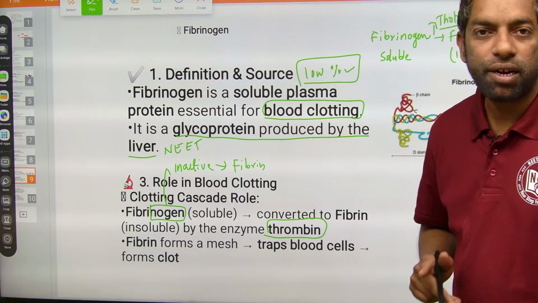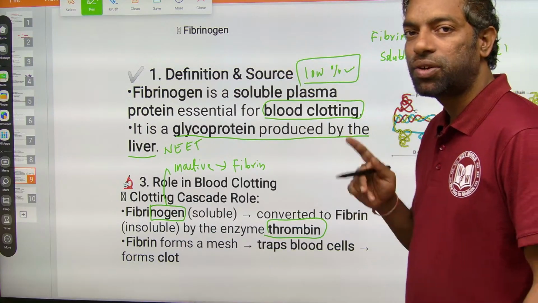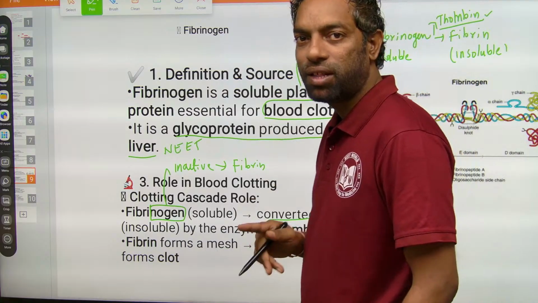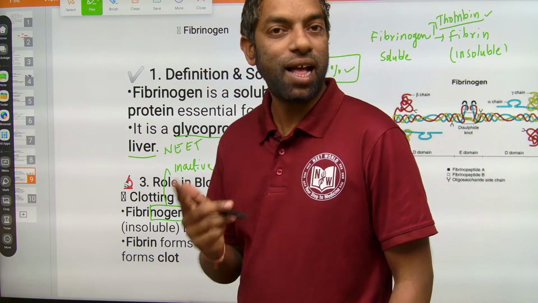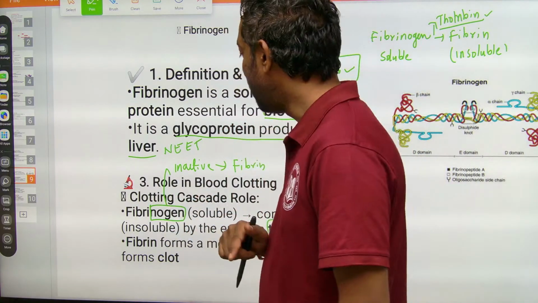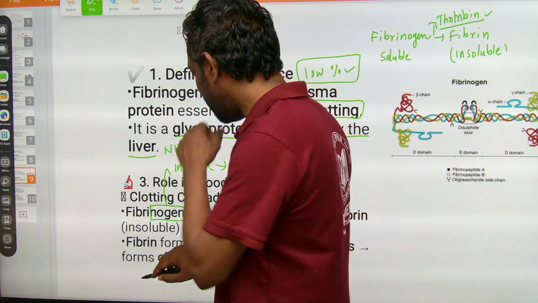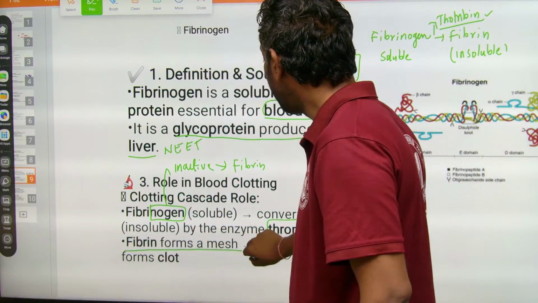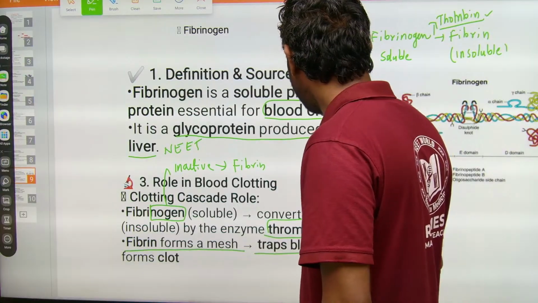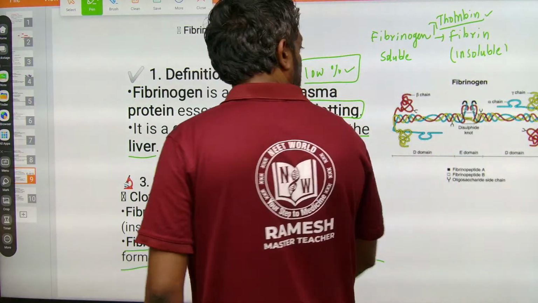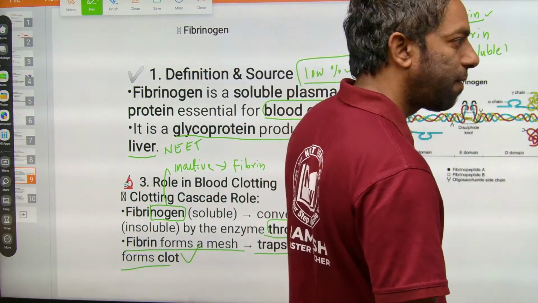Thrombin is generated from prothrombin. Prothrombin is also inactive and turns into thrombin. Thrombin is the enzyme which can activate fibrinogen into fibrin. Okay, don't confuse. Fibrin forms a mesh and traps the blood cells into the blood clot.